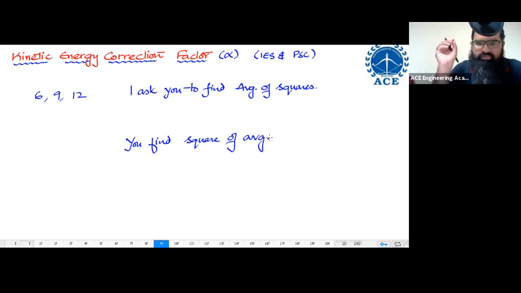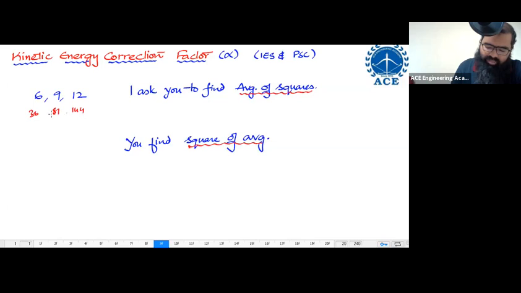Square of average. I hope this is clear to you. I ask you to find the average of squares and you find the square of the average. Basically, you have just changed the sequence or the order of what is supposed to be done. Let us see now. If I was supposed to find the average of squares, now the square of this thing is 144, the square of this thing is 81, the square of this thing is 36.